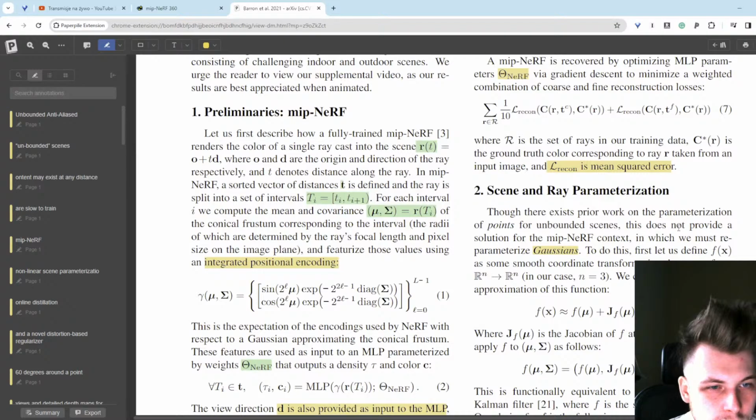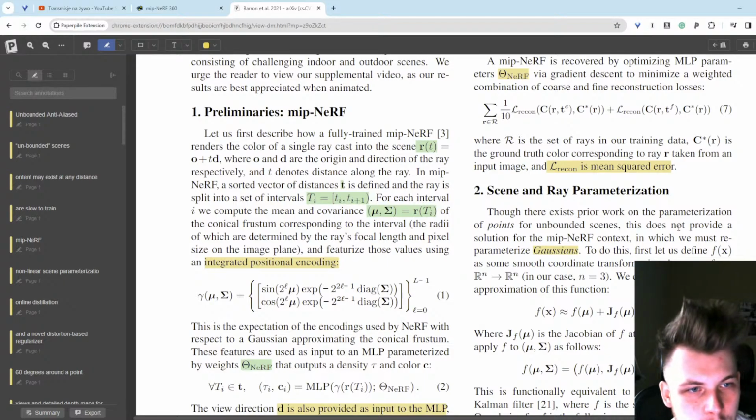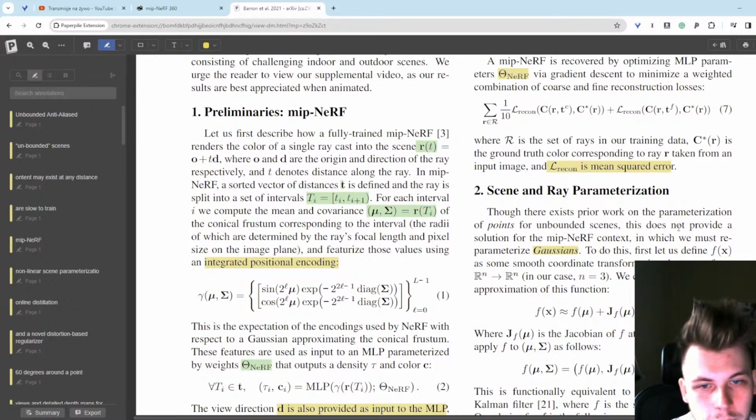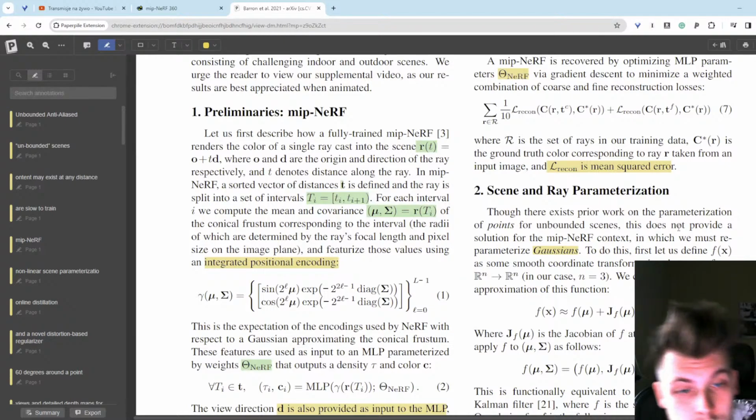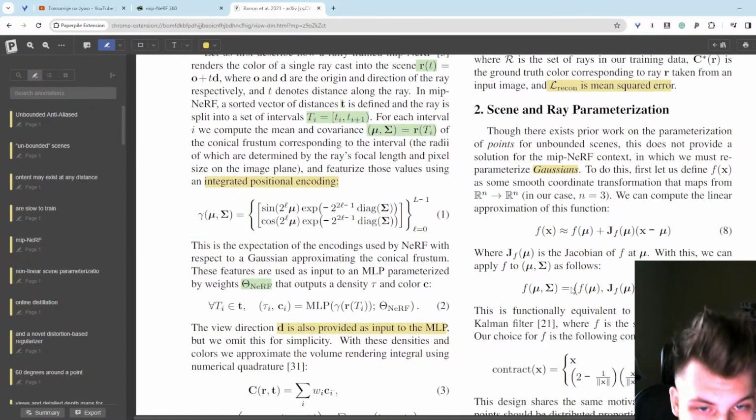So to do this, first let us define f of x as some smooth coordinate transformation that maps from Rn to Rn. So this is what we said. We're gonna map from probably infinite x to some bounded x in a moment. We can compute the linear approximation of this function. So this is a typical linear approximation with Taylor series here. And this is the Jacobian calculated at the input point, which we can apply to f.